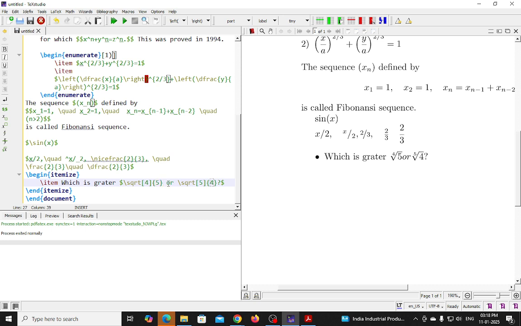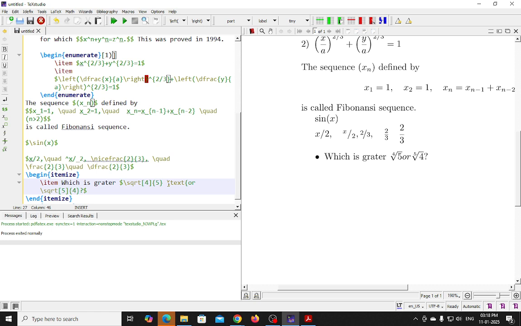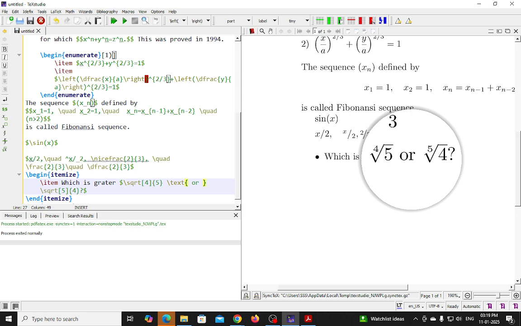I will use backslash text, and whatever you want to include as text you have to put in the curly brackets. At the same time I will take care of the space also. When I declare it as text, one space is allowed, so that's why here I will include the spaces. Which is greater, either the 4th root of 5 or the 5th root of 4. Now you can see the output you are getting in the required form.